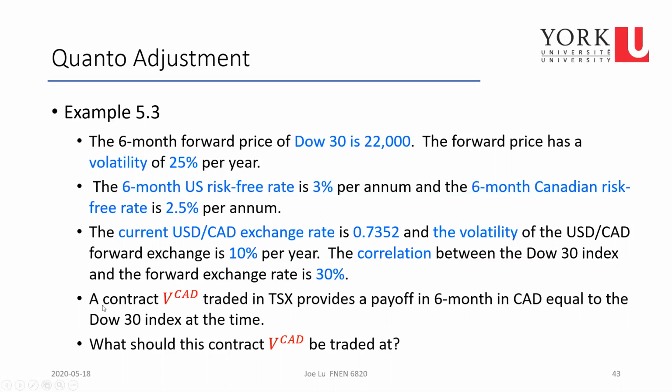Now, in this example, we have a contract that traded at TSX. So it provides the payoff in 6 months in Canadian dollar, equivalent to this Dow index at that time. So here, this 22,000 is the forward price that we observe right now at T0. And whatever the realized value of that Dow 30, this contract will pay you that in Canadian dollar. So the question is, how are we going to price this contract, VCAD?